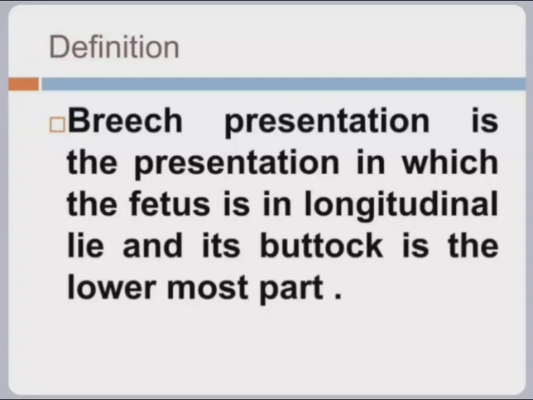First one, definition. Breech presentation is the presentation in which the fetus is in longitudinal lie and its buttocks is the lowermost part. Means the baby is in longitudinal lie and the buttock will be the presenting part. During the delivery time, the buttock comes out first from the vagina.